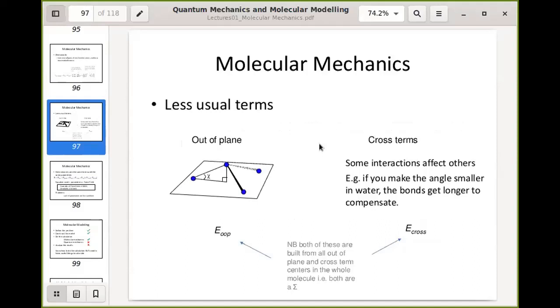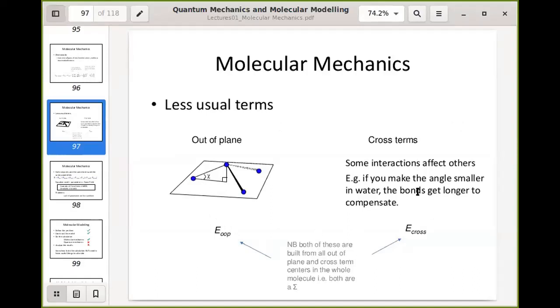I don't want to spend much time on them, but you can imagine if you've got a carbonyl group, you can see a carbonyl group with an arrangement like this is not ideal. And so you really want a carbonyl group to be planar. You can imagine if your carbon and your oxygen are not in a plane, you might want a term that forces them to be planar. And so some people add an out of plane term that is dependent on the angle away from the plane.